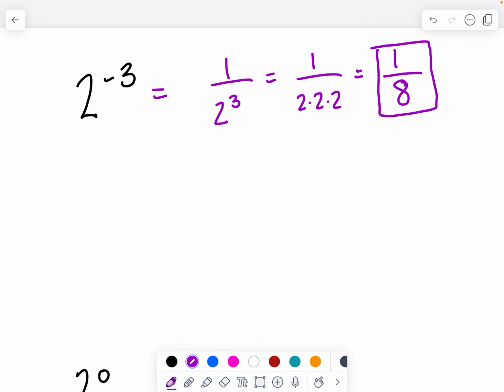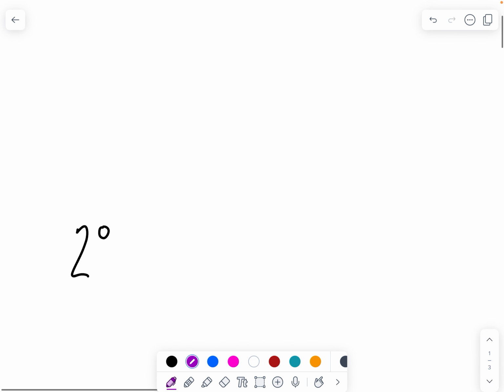Okay. Hope that made sense. Now, what's this one? 2 to the 0 power is always what number, Ami? Always 1, because we always divide it by itself. 1. Okay.